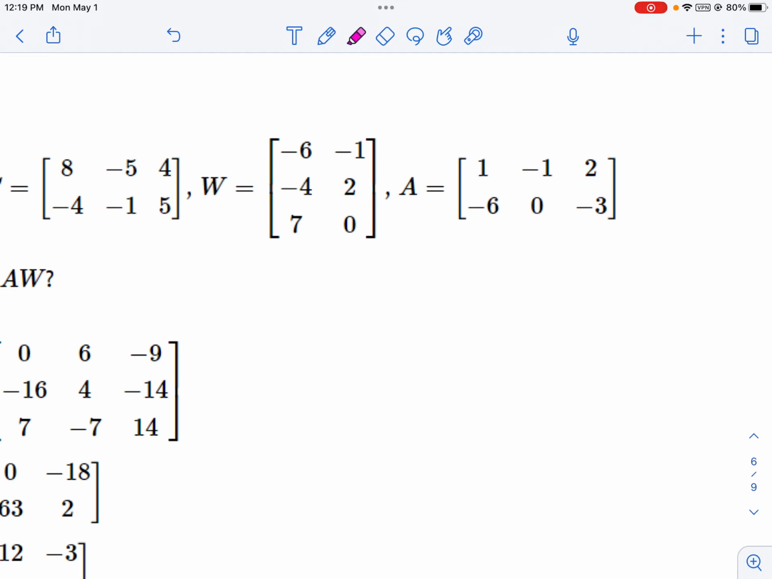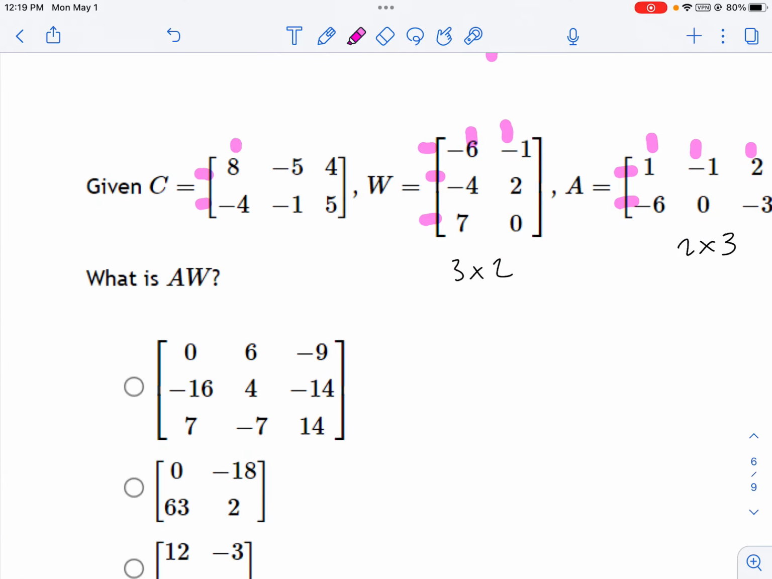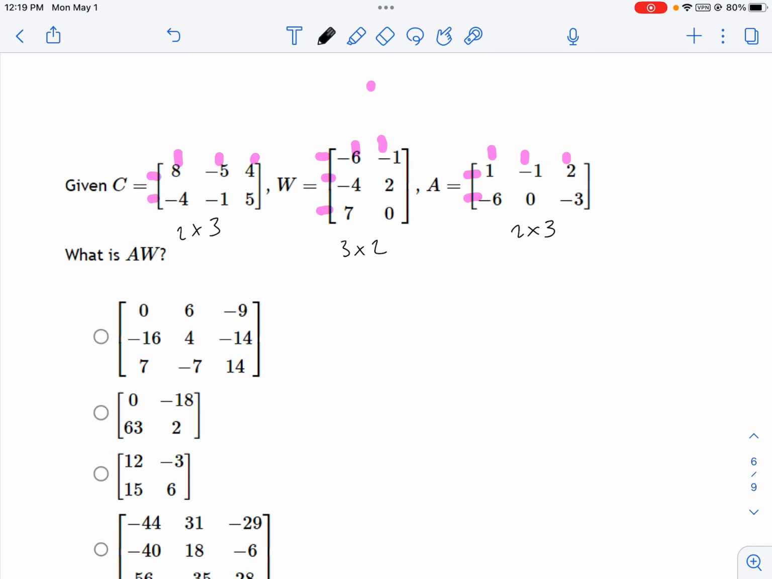matrices. Remember, it goes row by column, so we have 2 rows and 3 columns. This is a 2 by 3 matrix. We have 3 rows, 2 columns, which means we have a 3 by 2 matrix. Last but not least, again, we have another 2 by 3 matrix. So if we're finding the product of A times W, that means we'll have a 2 by 3, multiplied with W, which is a 3 by 2.